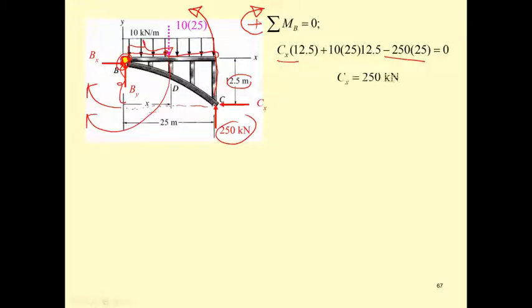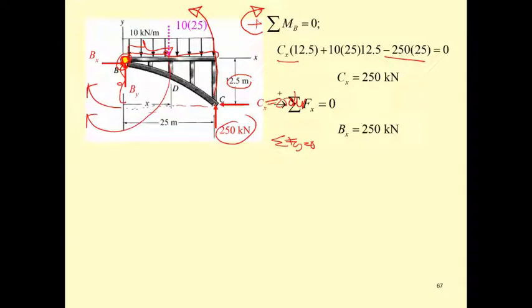And then you put it in your calculator, you get C sub x of 250 kilonewton. You may find the B sub x and B sub y. By summation of F sub x equal to 0, you get B sub x of 250 kilonewton. And if you do the summation of F sub y equal to 0, you get what?